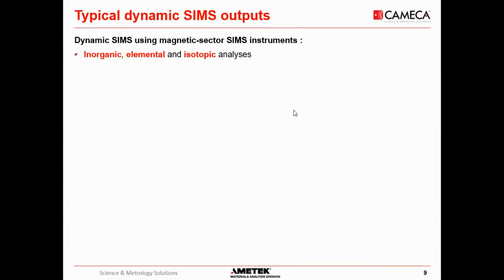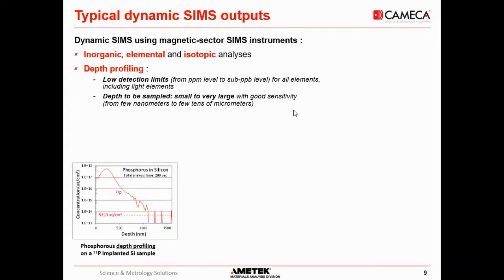The typical dynamic SIMS outputs. Dynamic SIMS using a magnetic sector mass spectrometer is well adapted for analysis of inorganic materials. Both elemental and isotopic information can be obtained. It is ideal for depth profiling analysis. When low detection limits are needed, we can achieve from ppm to sub-ppm level for all elements, including the light elements such as hydrogen, carbon, and oxygen. It is also well adapted for when the depth to be sampled is large. We can go up to tens of micrometers, as I said before, but we can also analyze a shallow depth range of a few nanometers.